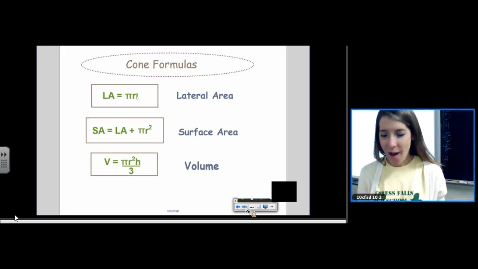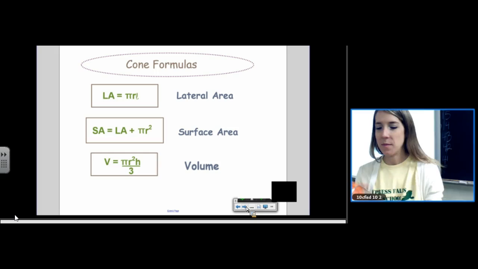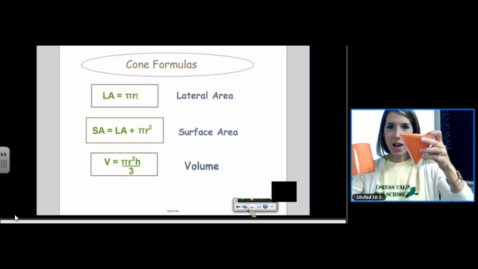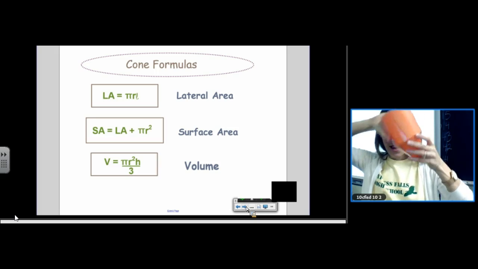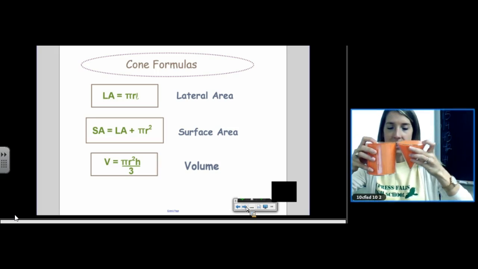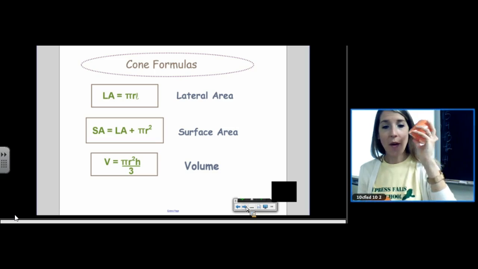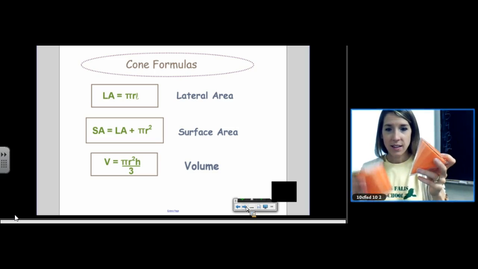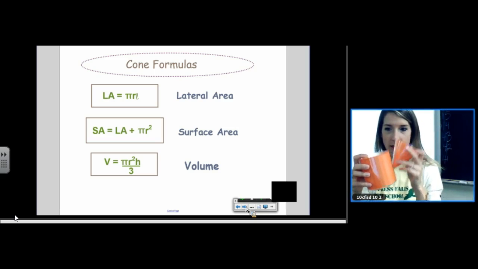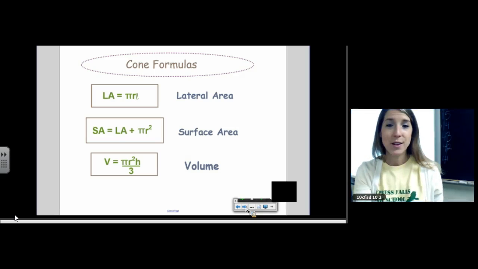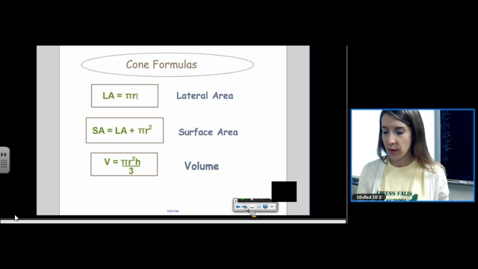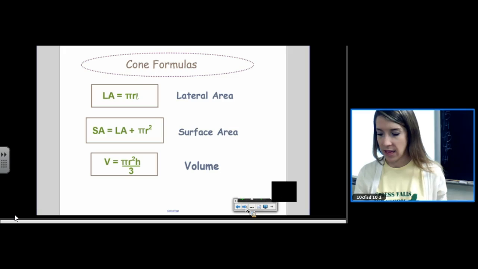And then the volume works the same way a pyramid did with a prism. If you take a cone and a cylinder and they have the same base and they have the same height, then it would take 3 of these to fill 1 of these, 3 of them. So how do you find the volume of a cone? You find the volume of a cylinder and you divide it by 3. You can put 1/3 in front of that alternatively if you choose.